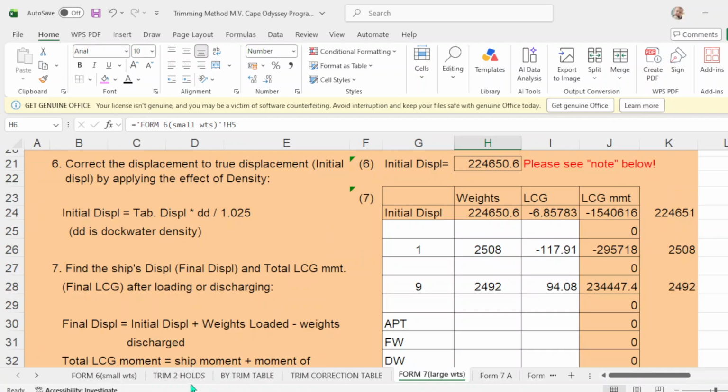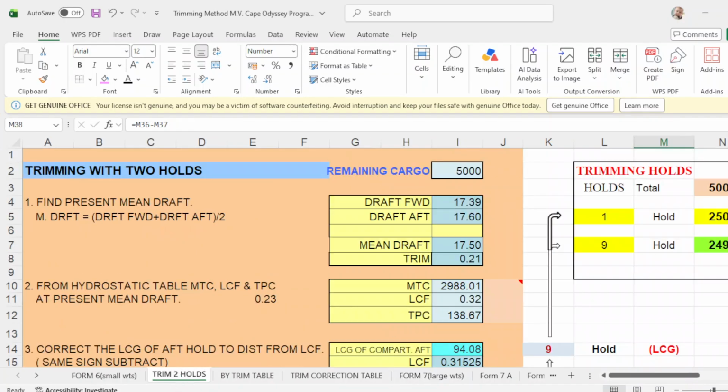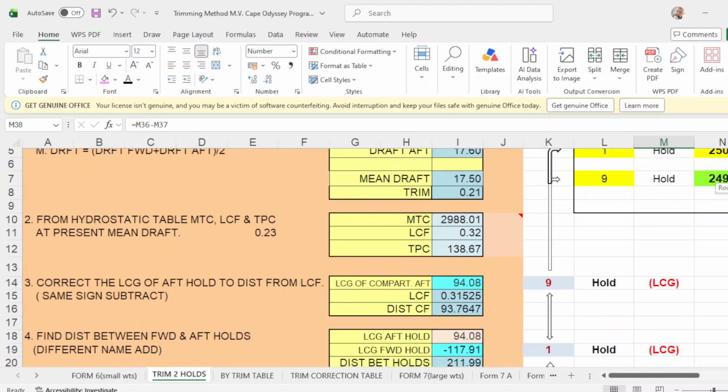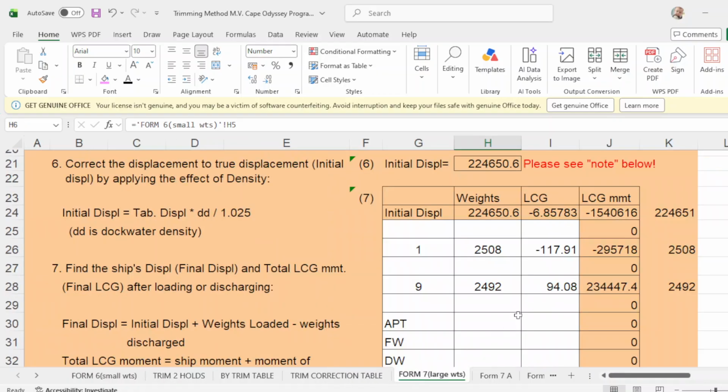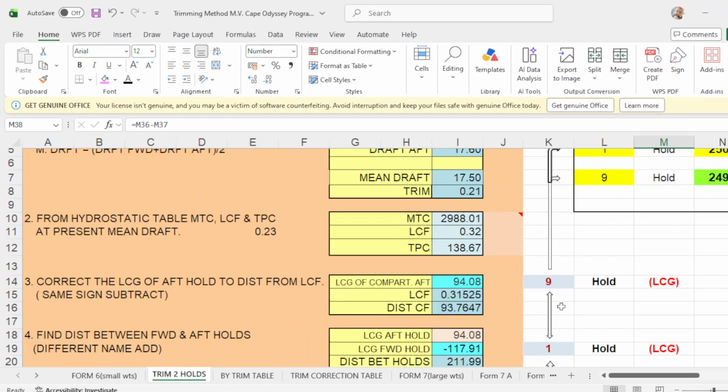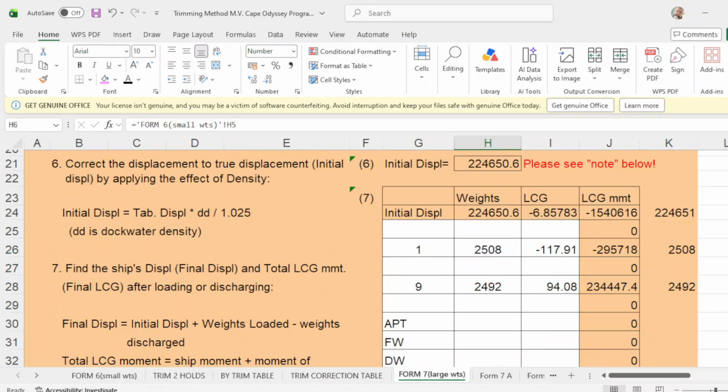And LCG. Check the LCG. Scroll down. This is the LCG. LCG of number 1 is 117.91. And number 9 is 94.08. So, check, confirm.